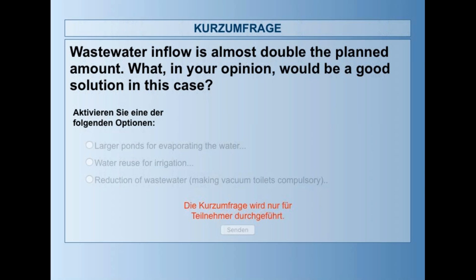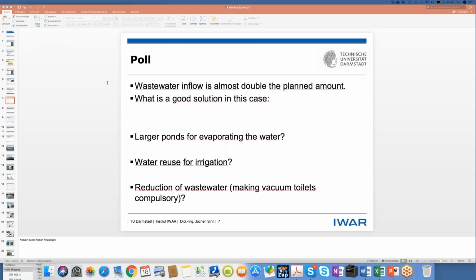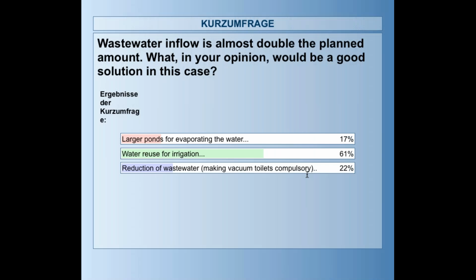Okay. I think we can stop here. Almost 70% have already voted because we have 2 minutes. And now we have the results, you can see the results, Hans? Yes, yeah. We have 17% for larger ponds.